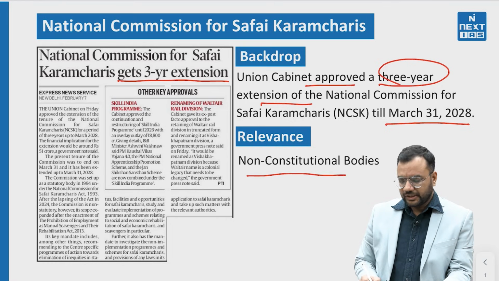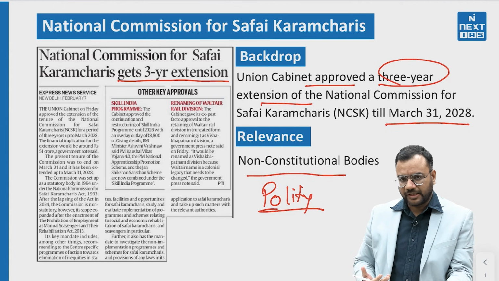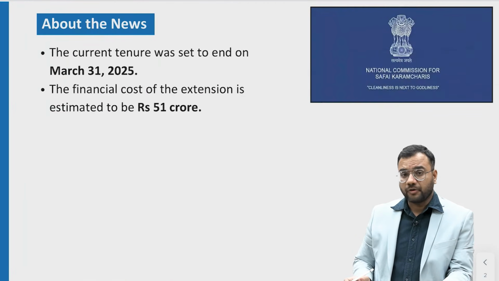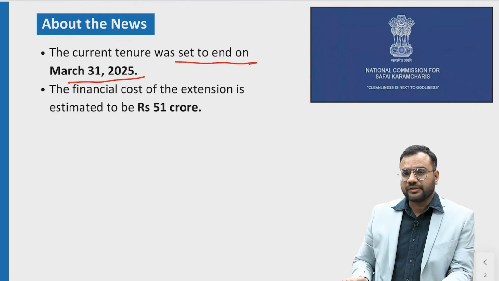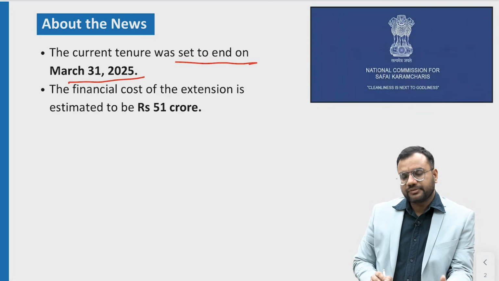It comes under the polity section of non-constitutional bodies. In the prelims examination, it can be asked. So, let us see what this article is about. The current tenure of the National Safai Karamchari Commission was set to end on March 31st, 2025. But if the tenure has ended and the commission does not have its validity, it would have been a problem. That's why it was given an extension.